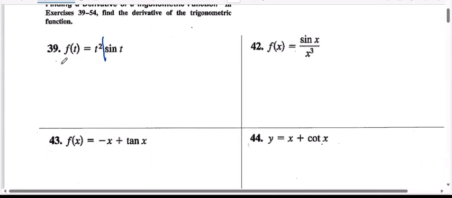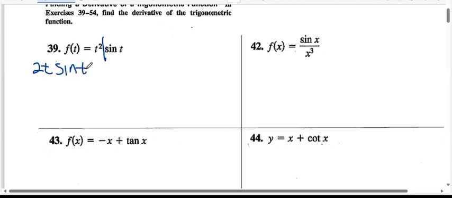Whenever I have two different functions, I'm going to use a product rule. So right now I'm going to write one, differentiate the other one, plus write one, differentiate the other one. So let's say I differentiate t squared, that's going to be 2t, right? Then I'm going to write sine t.